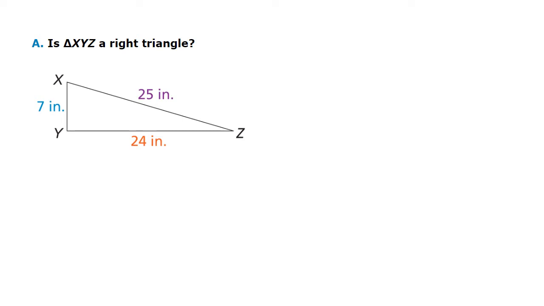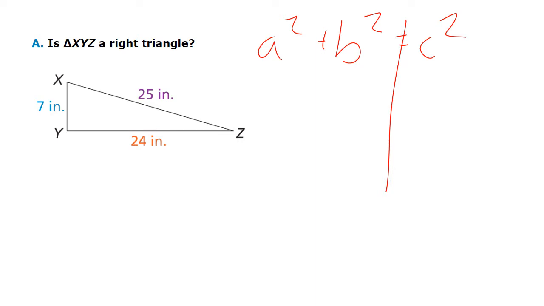So is XYZ a right triangle? XYZ being the name of the triangle in the capital letters, but our side lengths are 7 inches, 24 inches, and 25 inches. So I'm going to start by saying a squared plus b squared is equal to c squared. I know this is C, I'll just call this one A and this one B. So I'm going to assign this to be 7, 24, and 25.